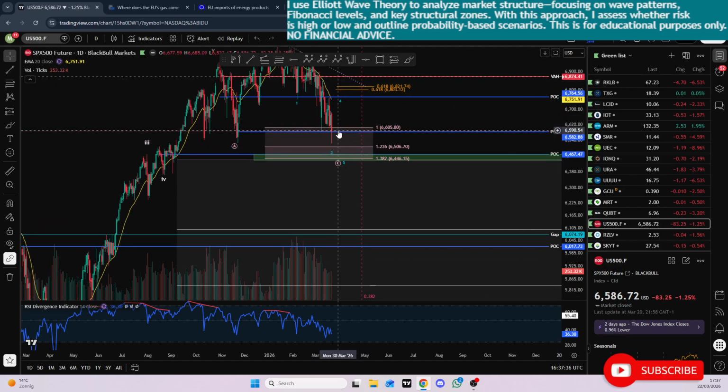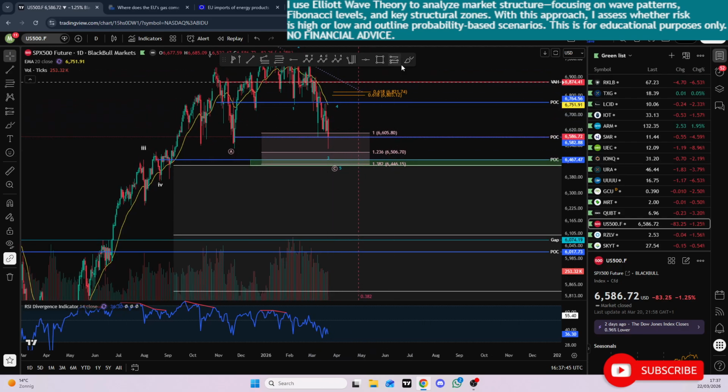So locally, try to stay above this point of control here at 6,582. If we lose it, we focus on here. If we move higher from here, the focus goes to this point of control to the upside, and then the micro count I'll do in another video. That's it for technical analysis.